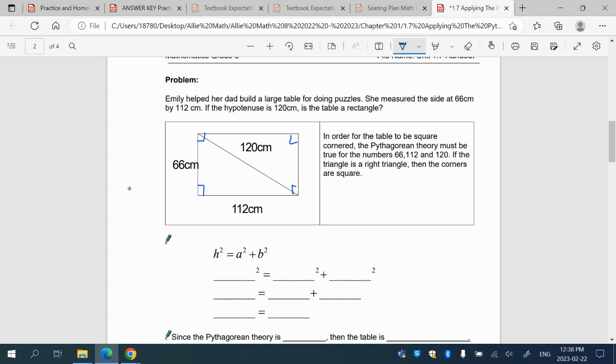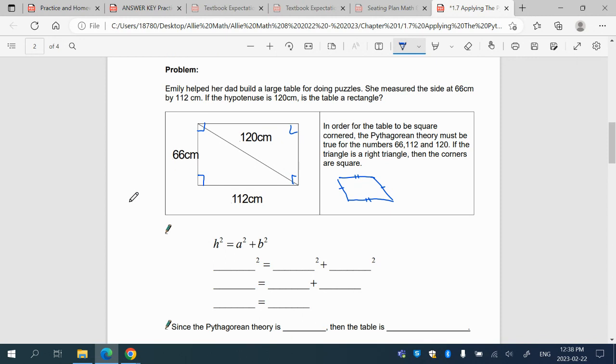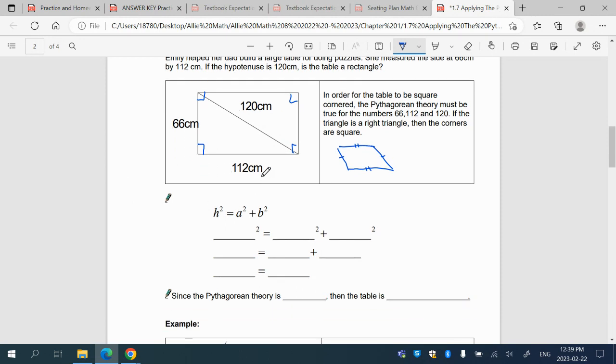Remember, a rectangle needs to have 4 right angles. So it can't look like this. This would not be a rectangle, even though it has side lengths that are the same there and the same there. Since it doesn't have those right triangles, it's not a rectangle, it's just a parallelogram. So we need to find out, is it true that h squared equals a squared plus b squared?